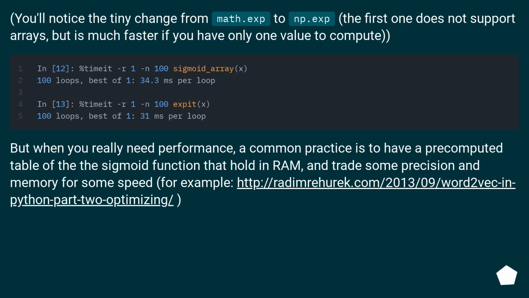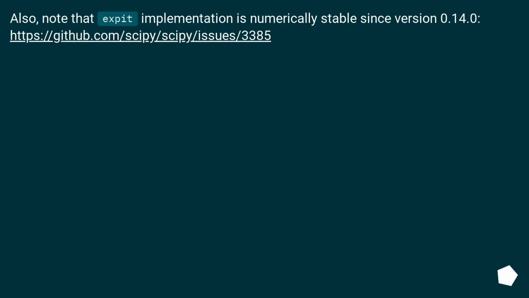You'll notice the tiny change from math.exp to np.exp. The first one does not support arrays, but is much faster if you have only one value to compute. But when you really need performance, a common practice is to have a pre-computed table of the sigmoid function that you hold in RAM, and trade some precision and memory for some speed, for example, this URL. Also, note that the expit implementation is numerically stable since version 0.14.0.